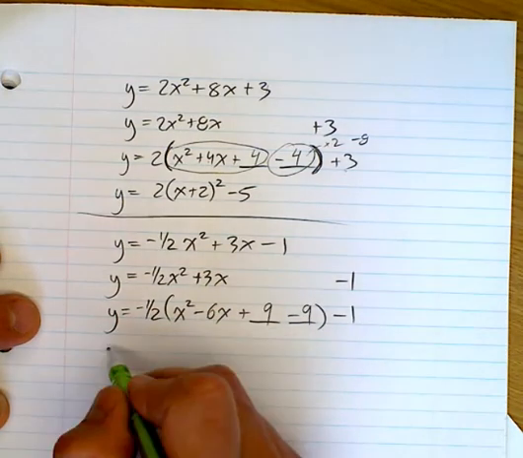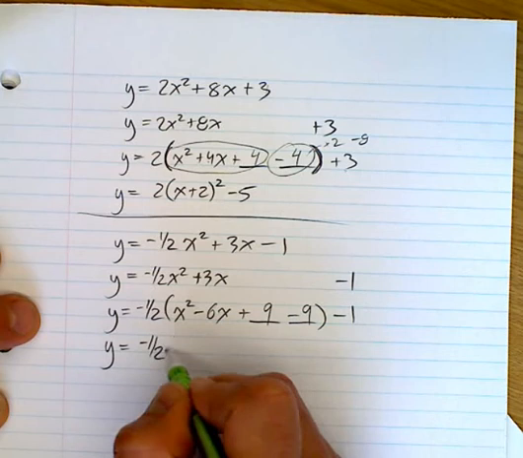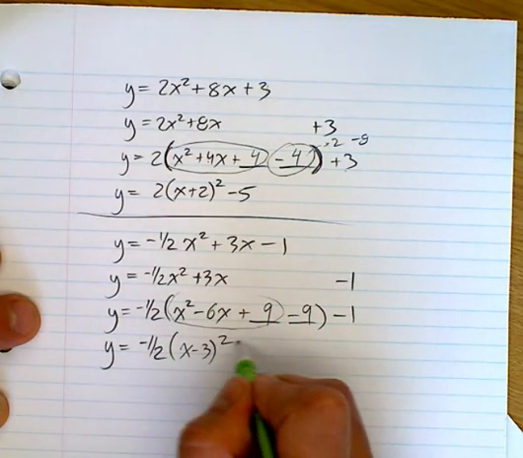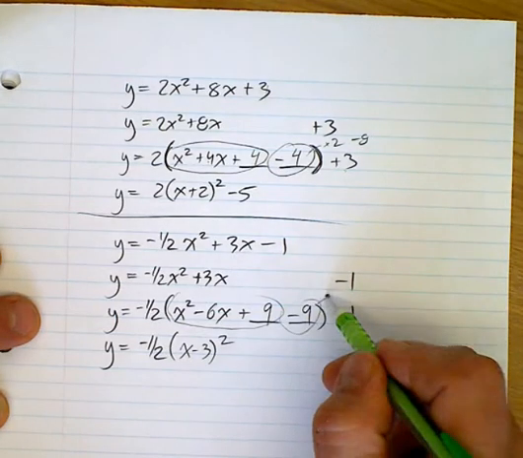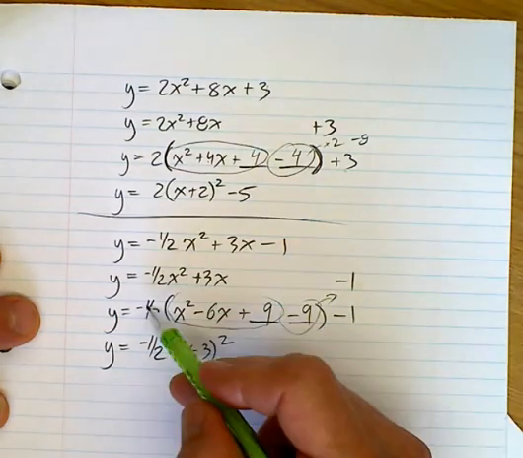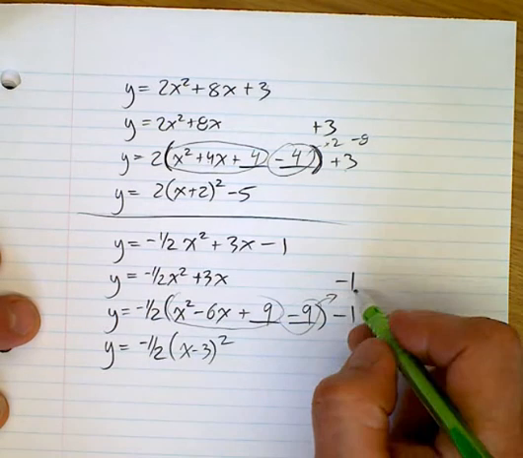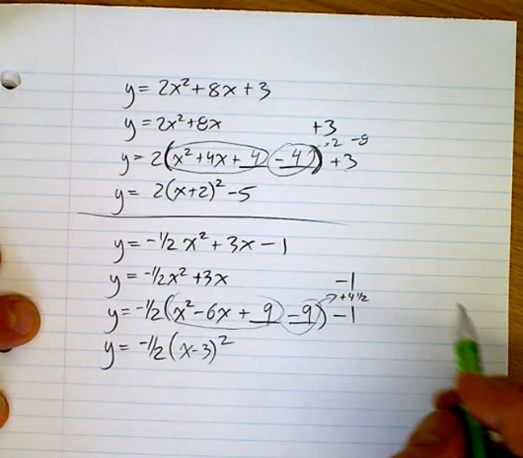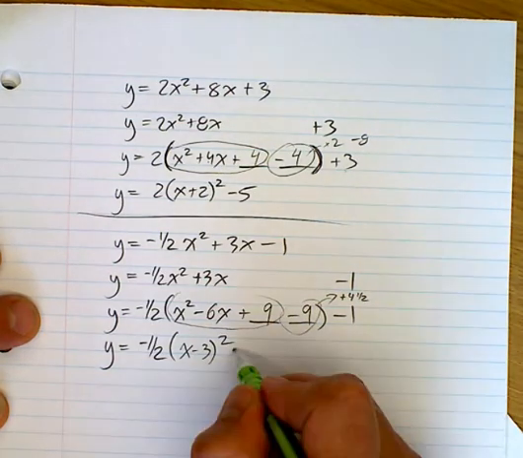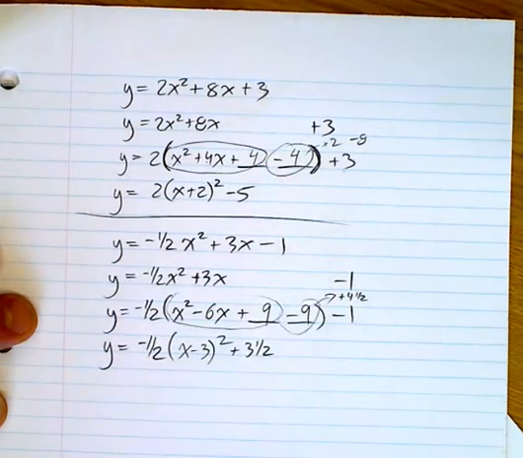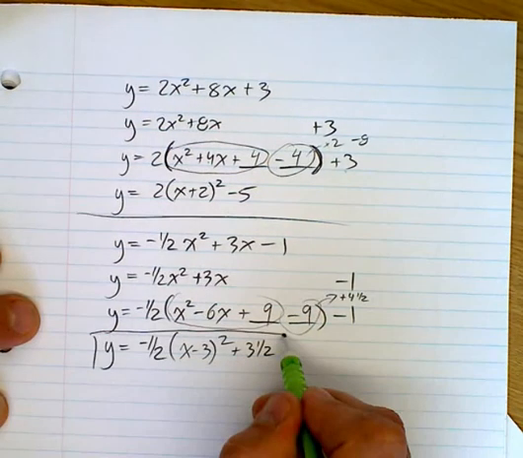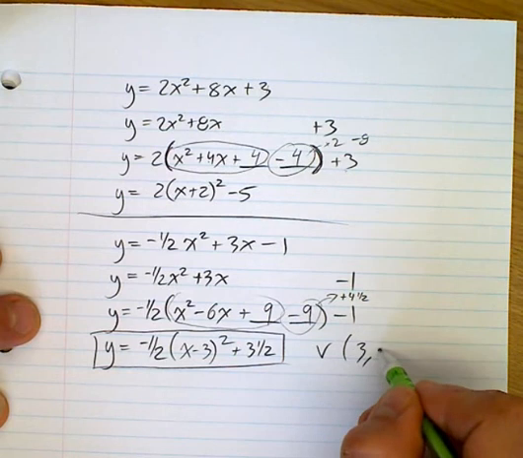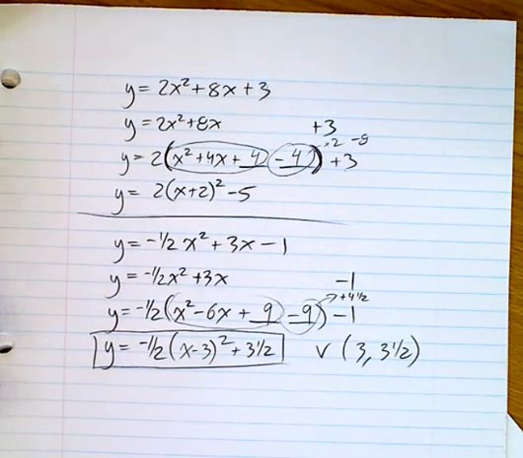We're almost done. Negative 1/2, this inside the bracket: x minus 3 all squared. What happens to the 9 when it leaves? It has to get multiplied by negative 1/2. So it's plus 4 1/2. 4 1/2 minus 1 is plus 3 1/2. This is the final form of your equation, where you can see the vertex is 3 and 3 1/2. And then we can go about graphing it like we did before.